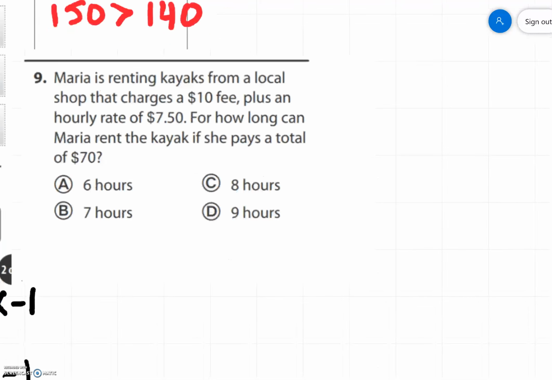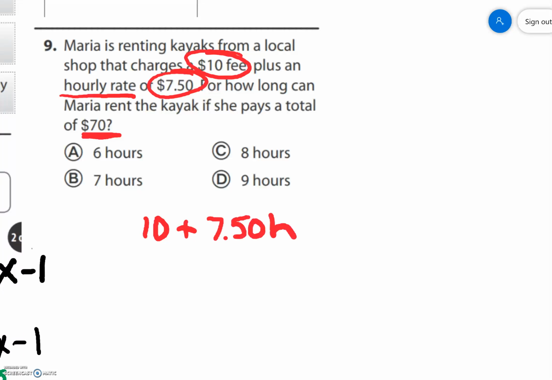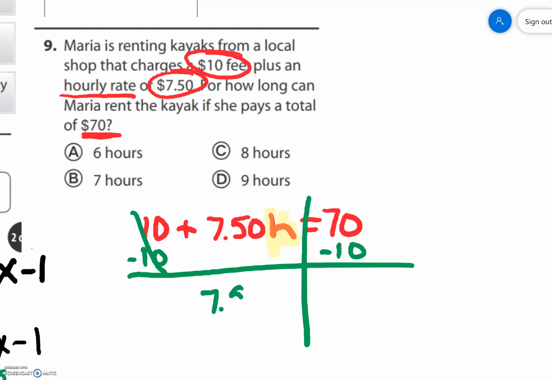All right, last question. Maria is renting kayaks from a local shop that charges a $10 fee, so you pay $10 up front, and then an hourly rate of $7.50. For how long can Maria rent the kayak if she pays a total of $70? So she pays $10 up front, then she has to pay $7.50 per hour. She can only pay $70. So I'm trying to solve for h. Subtract 10 from both sides. This cancels. I'm left with 7.50h equals 60.